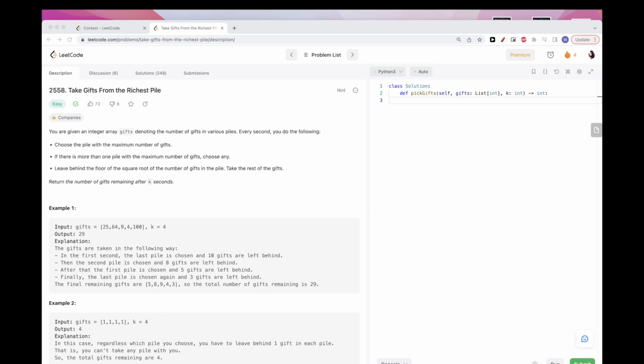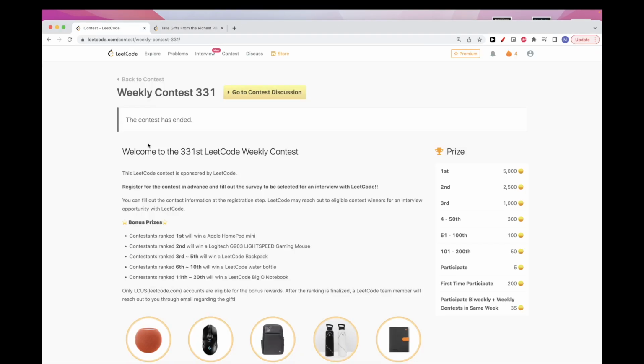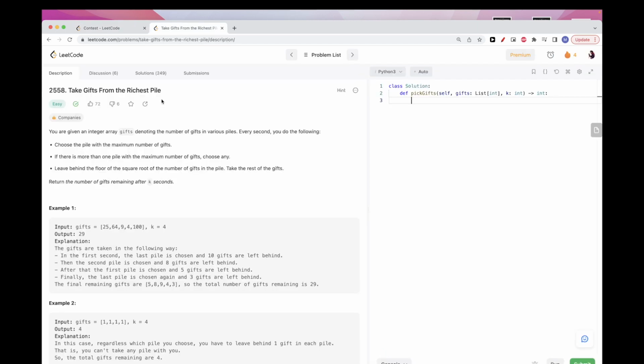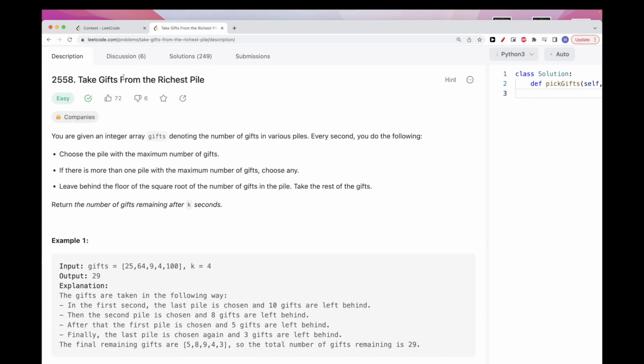Hello, so today we are going to talk about problems from contest 331, this week's contest. The first problem is take gifts from the richest pile.